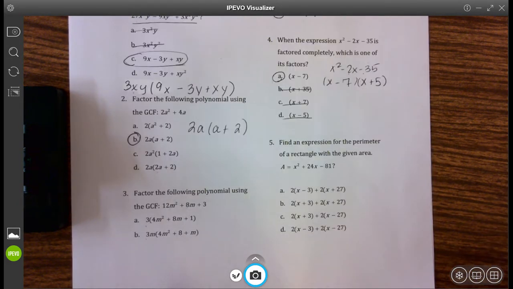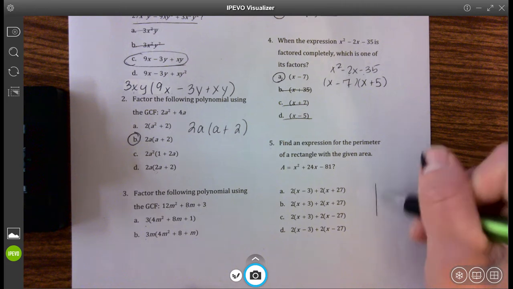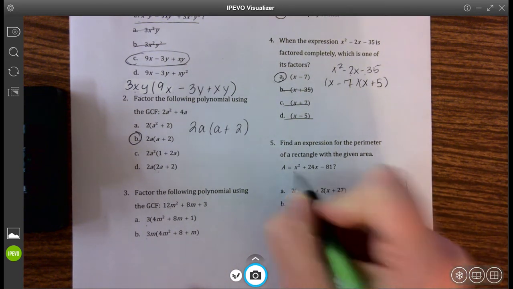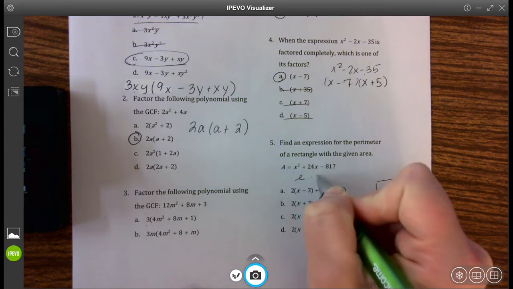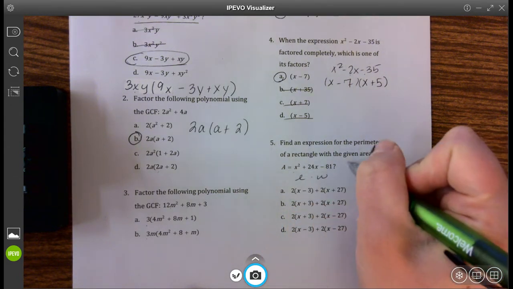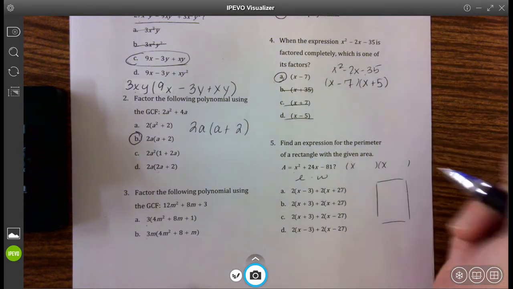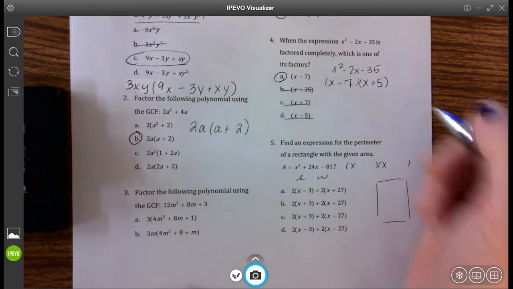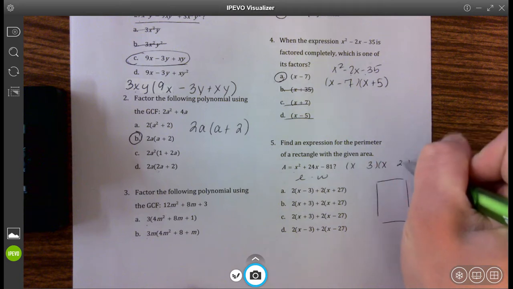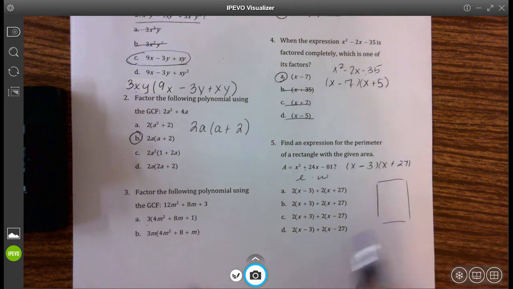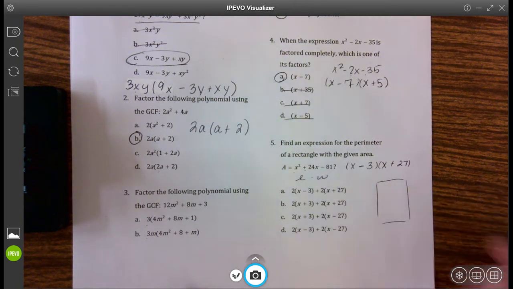All right, number 5. Find an expression for the perimeter of a rectangle. Well, if this area is length times width, then these were 2 factors to find the length and the width. We know we have x and x. I see here it's probably going to be a 3 and a 27. The 27 has to be positive, and this has to be negative, so we can get a positive 24.